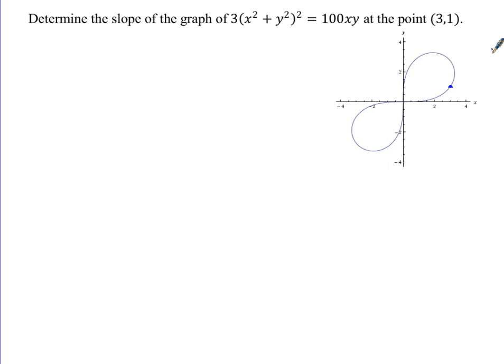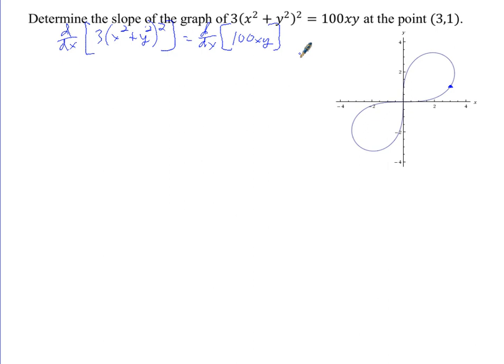So we're ready to take the derivative. How do we do that? Well, let me back off a little bit here. We need to take the derivative of both sides with respect to x. So I'm just going to rewrite this so that we see it one more time, and then I probably won't do this ever again. The derivative with respect to x of 3 times x squared plus y squared, quantity squared, on the left, equals the derivative with respect to x of 100 xy on the right.